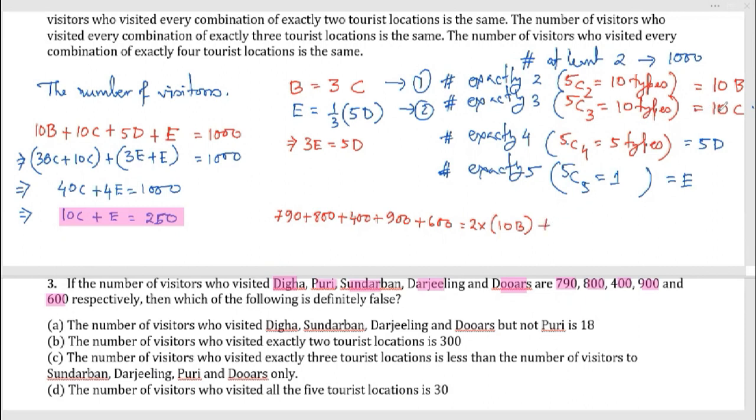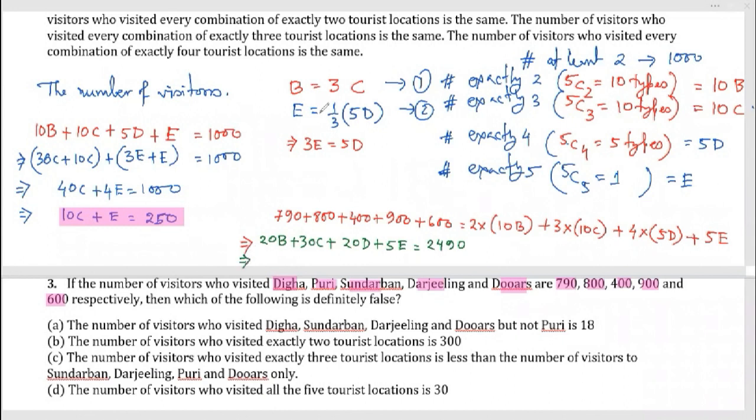Similarly, exactly 3 is 10C, and their total visits should be multiplied by 3. So 3 multiplied by 10C, plus 4 multiplied by 5D, plus 5 into E. This is the total number of visits, which is given. Let us calculate this. Adding these, I can find it is 20B + 30C + 20D + 5E = 2490.